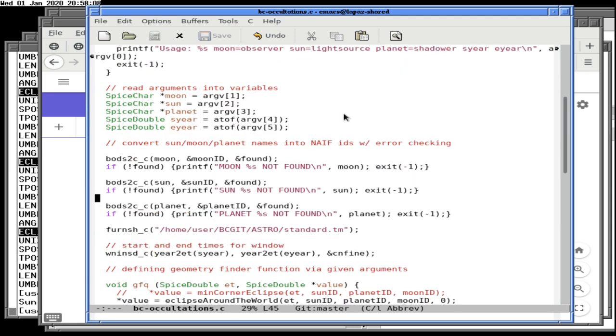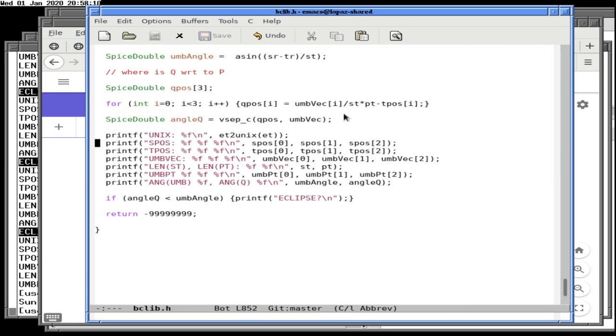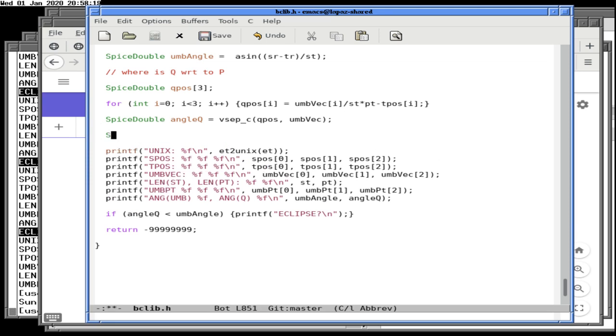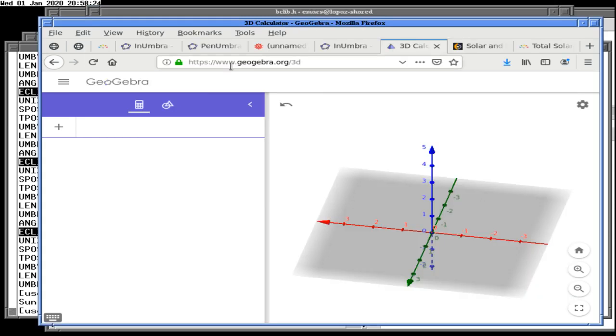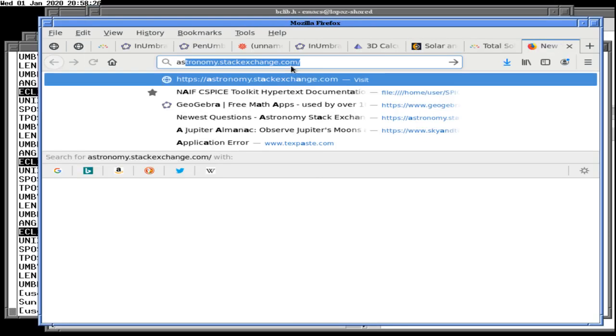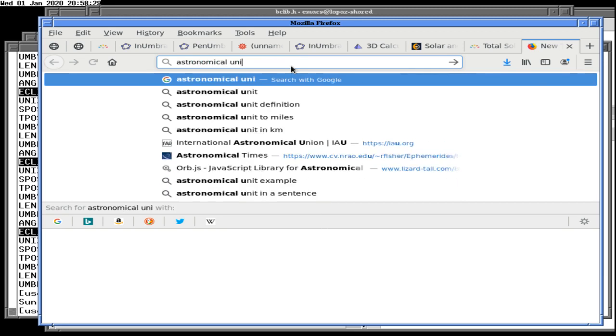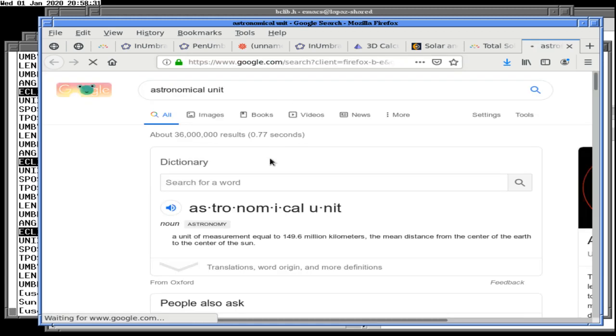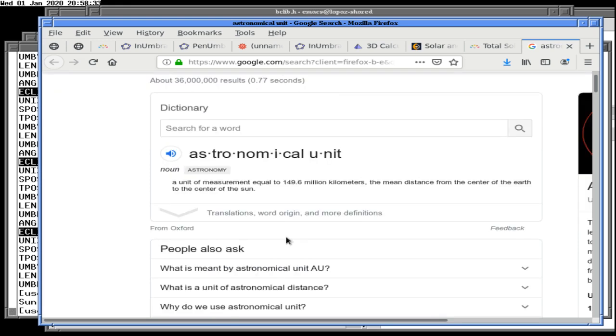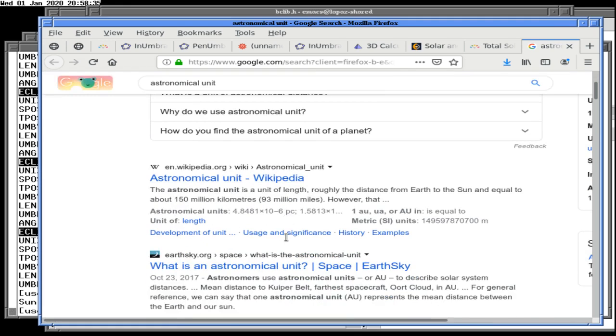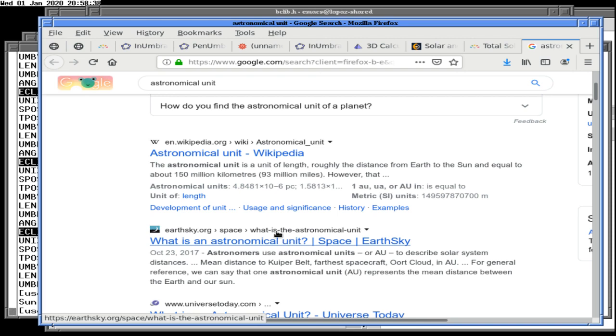So, the units we have right now are kilometers. To go to astronomical units, we need to figure out how big an astronomical unit is. This is actually somewhere inside of C-Spice, but I don't know where that is. It's actually defined to be some weird number, and it has a very precise definition. Roughly 150. Well, you know what? We're going to be rough.